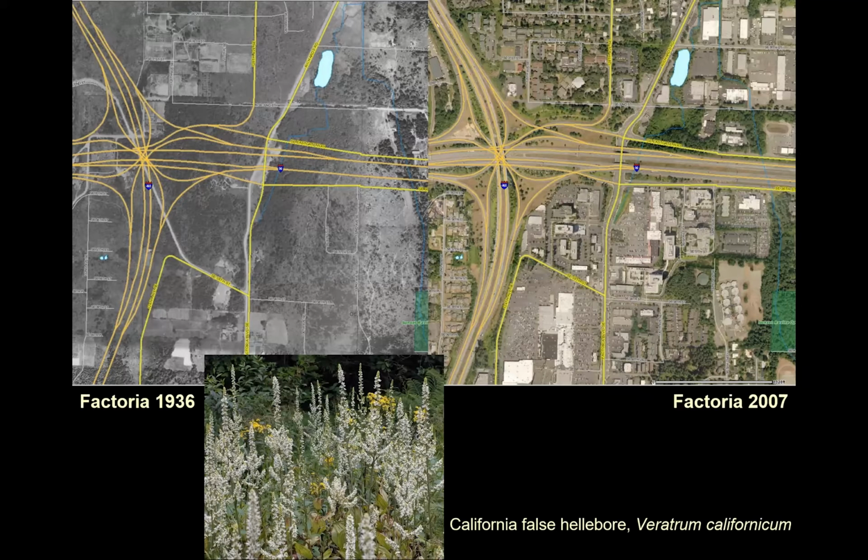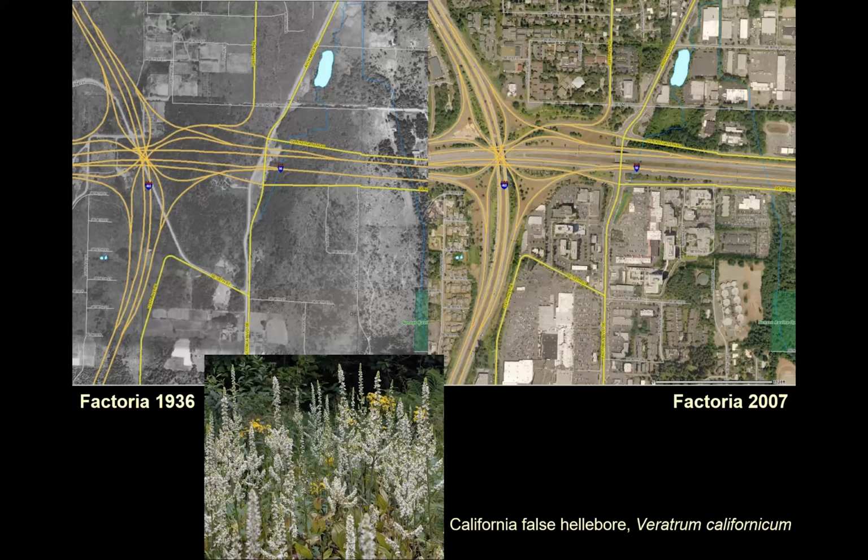If you know how to read aerial photos, you can tell that most of the landscape east and southeast of that intersection was wetland. And now it is essentially completely filled for urban uses.